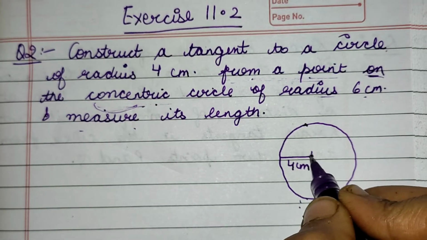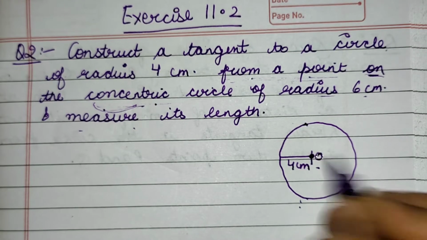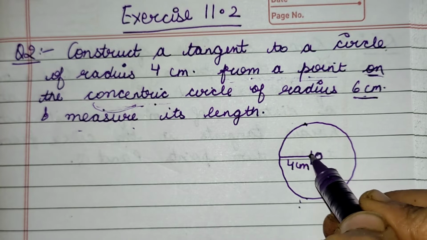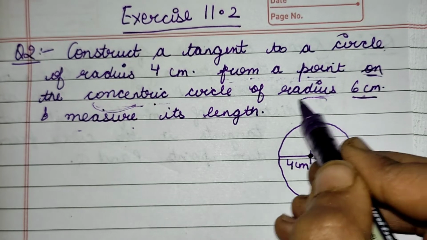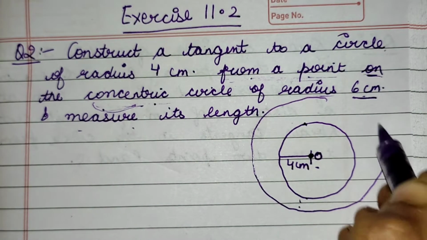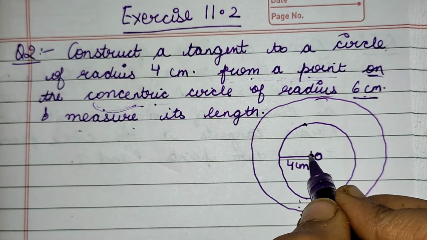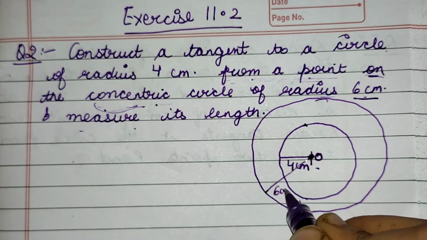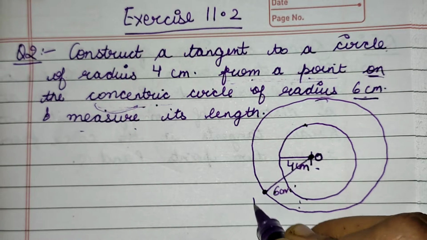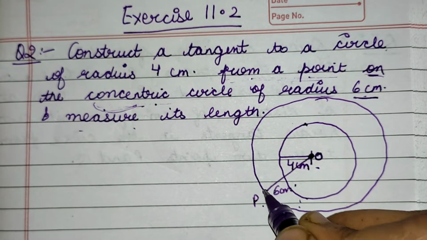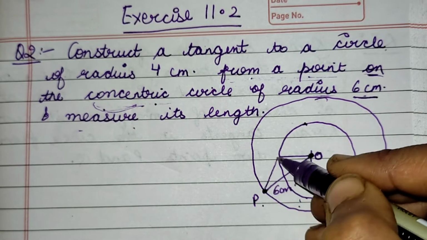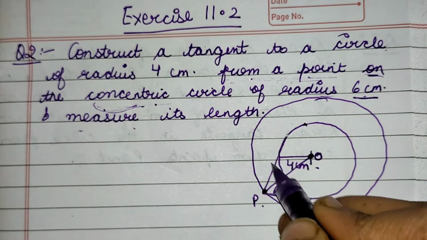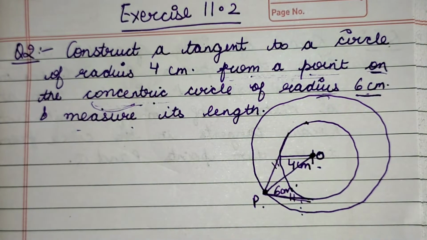Concentric circles are those whose center is the same but the radius is different. So taking this only as center, O as center, draw another circle of radius 6 centimeter. Okay, so this is the point on the circle from where you have to draw tangents to this smaller circle and you have to measure their lengths also.